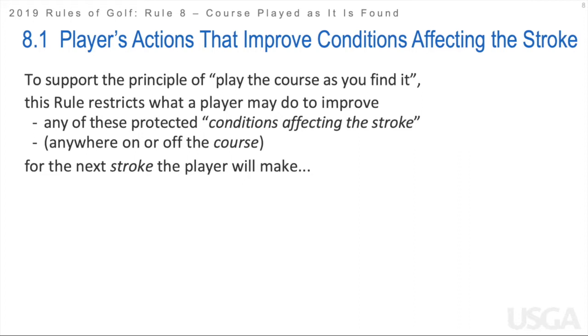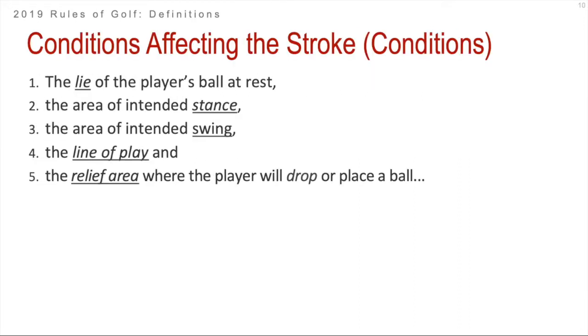It is specific to the next stroke the player is going to make. So it's kind of specific to what you have next. We're not going to anticipate where your ball could end up. So just know that these are specific to the next stroke. So first of all, before we talk about what improvement means, we probably need to figure out what are the conditions affecting the stroke. And there's 5 of them.